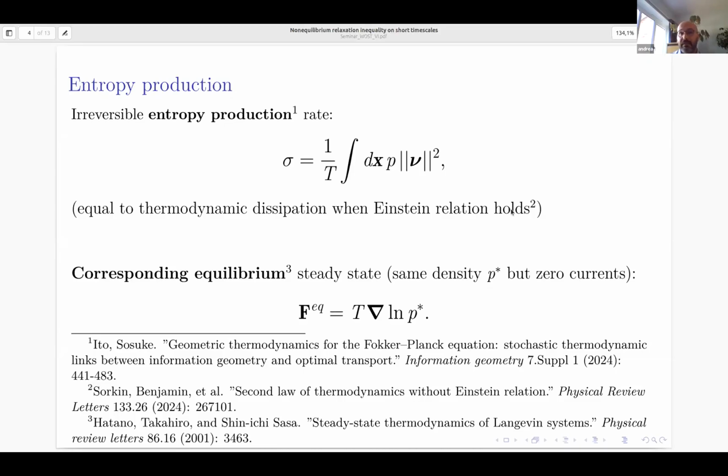Another important definition for this talk in particular is the corresponding equilibrium steady state. That means the steady state which has the same density as the non-equilibrium system that we are studying, but has zero currents, and this can be implemented by switching the force to this equilibrium force, which comes as a gradient of the potential minus T log P.